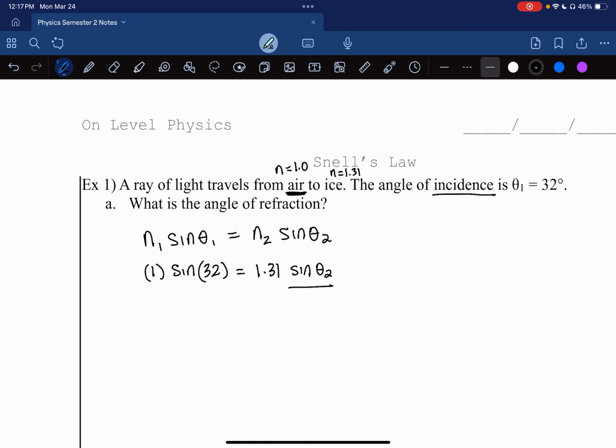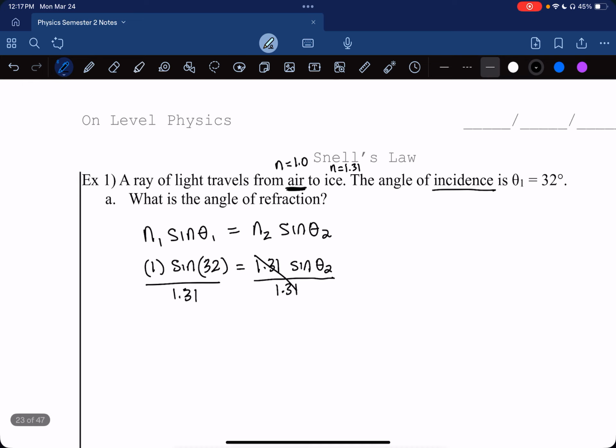So how do we isolate this number here? We're going to divide both sides by 1.31. That cancels there. I wouldn't type this in the calculator just yet. We have 1 times the sine of 32 over 1.31 equals sine of theta 2.